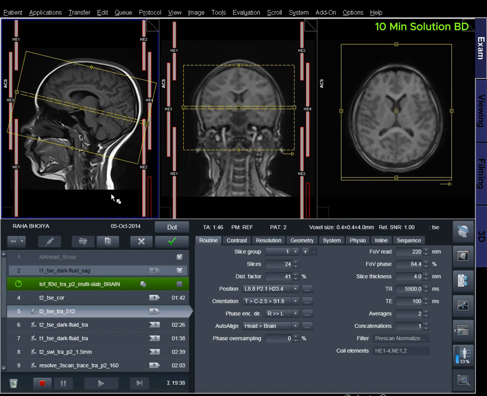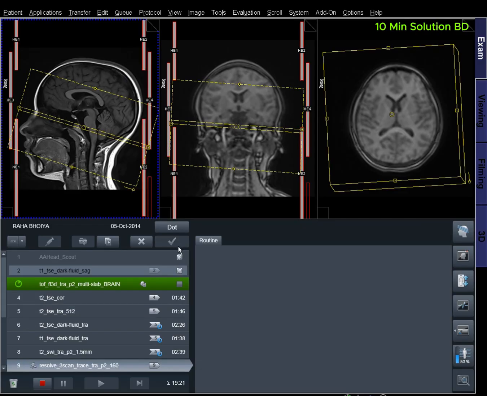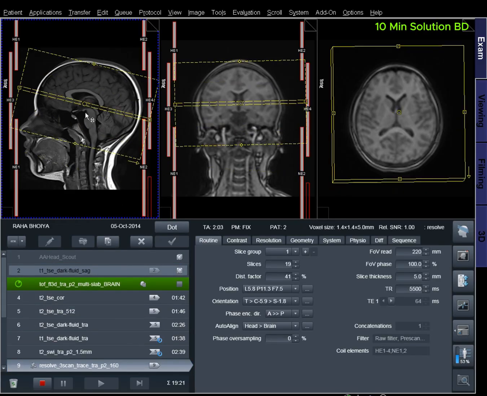Ensure that the number of slices is sufficient to cover the entire brain from the vertex to the line of the foramen magnum.